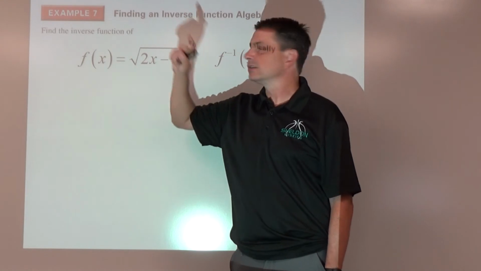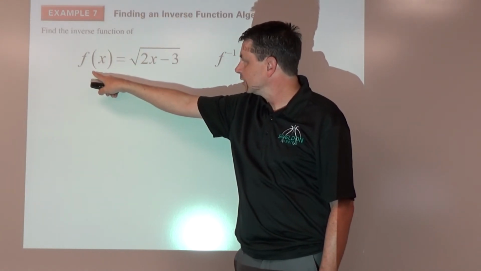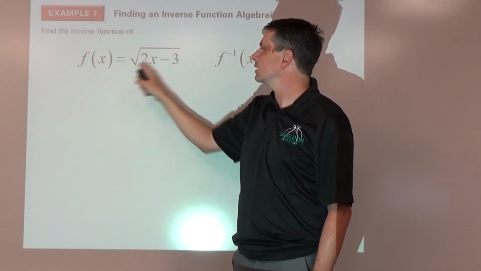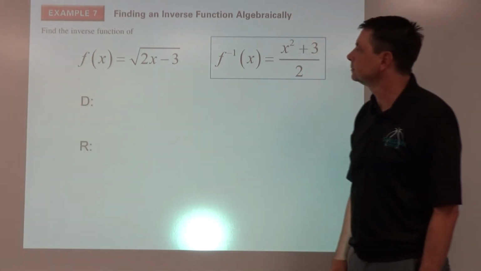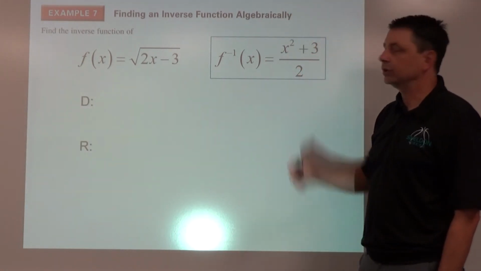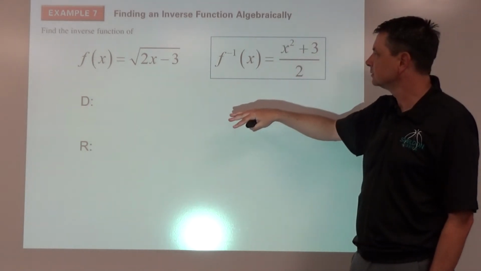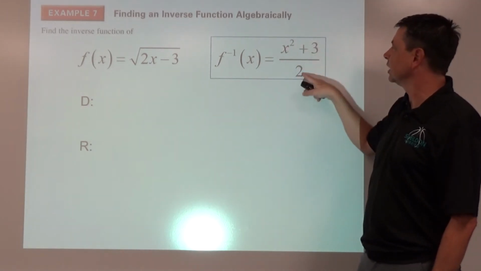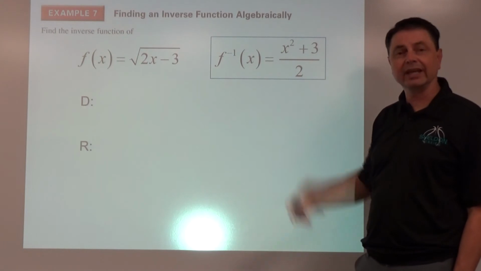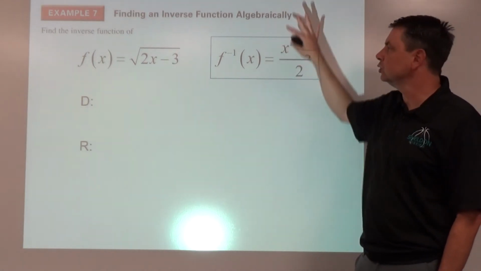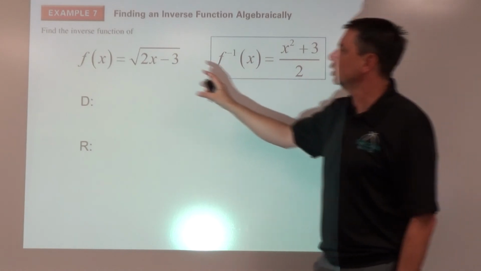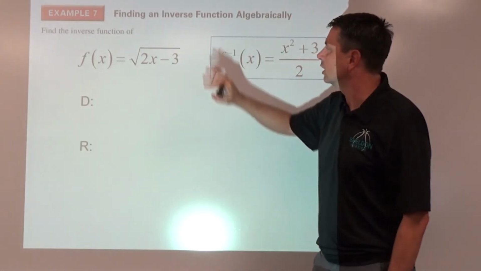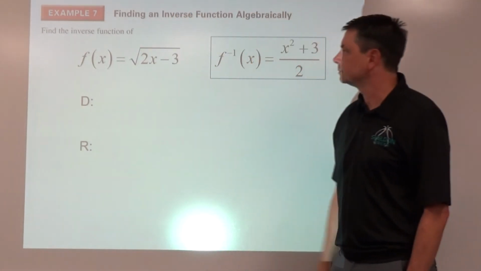So let's say y equals, and then let's switch the y to an x and the x to a y. And if you go through that process, you're going to get x squared plus 3 over 2. Again, that's stuff that you worked on in Math 2, and we should be able to get there and accomplish. But let's look at the domain and the range of each of these things.